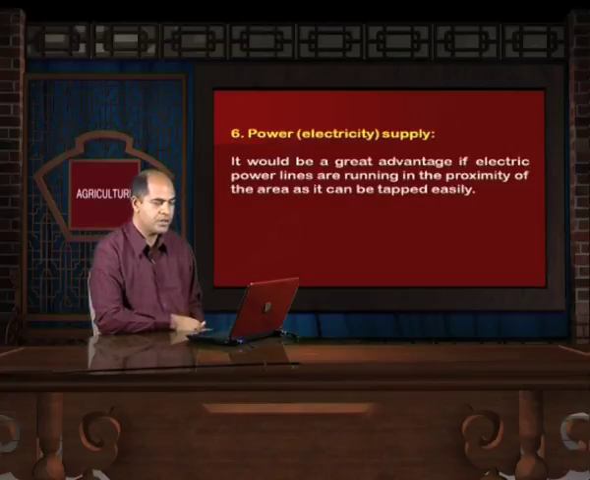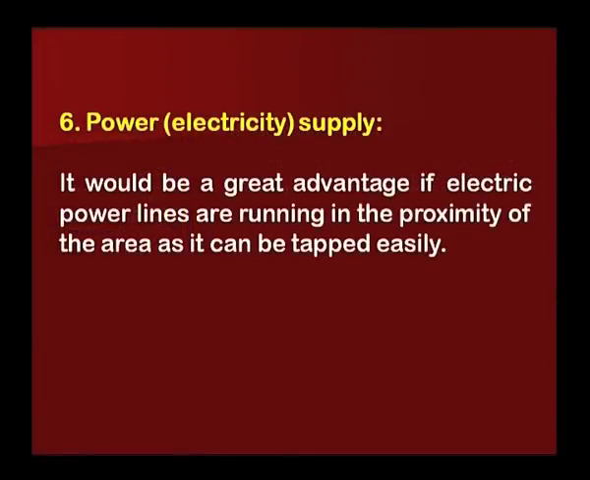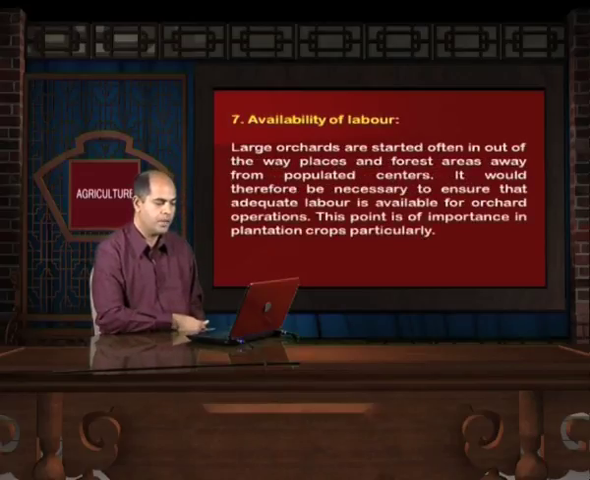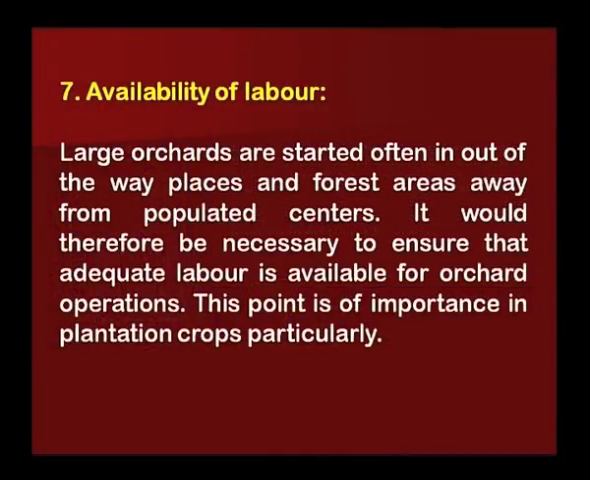Power or electricity supply. It would be a great advantage if electric power lines are running in the proximity of the area, as it can be tapped easily. Availability of labor. Large orchards are started often in out of the way places and forest areas away from populated centers. It would therefore be necessary to ensure that adequate labor is available for orchard operations. This point is of importance in plantation crops particularly.